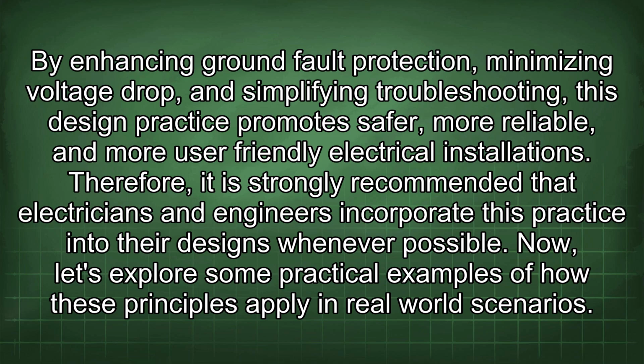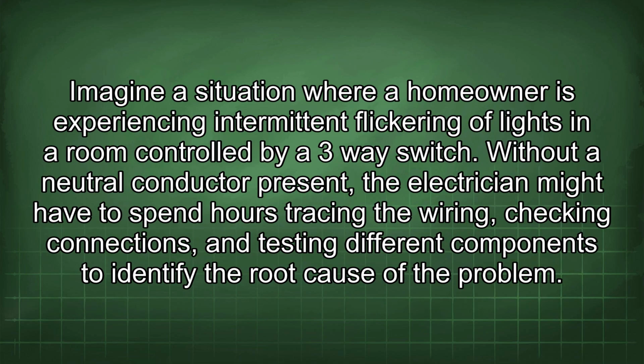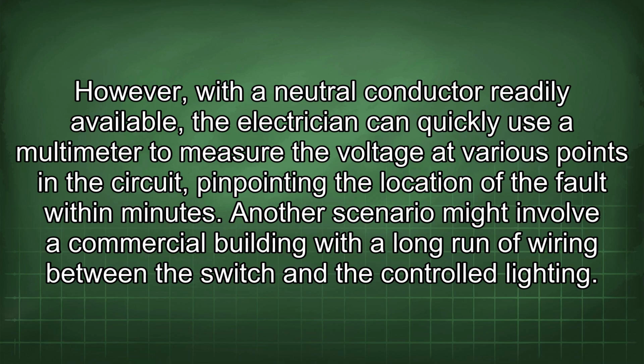Now, let's explore some practical examples of how these principles apply in real-world scenarios. Imagine a situation where a homeowner is experiencing intermittent flickering of lights in a room controlled by a three-way switch. Without a neutral conductor present, the electrician might have to spend hours tracing the wiring, checking connections, and testing different components to identify the root cause of the problem. However, with a neutral conductor readily available, the electrician can quickly use a multimeter to measure the voltage at various points in the circuit, pinpointing the location of the fault within minutes. Another scenario might involve a commercial building with a long run of wiring between the switch and the controlled lighting.